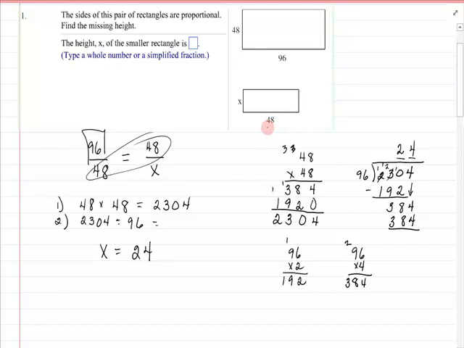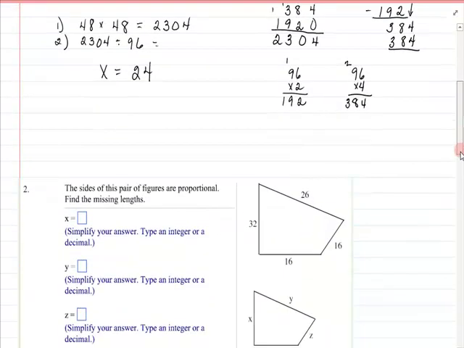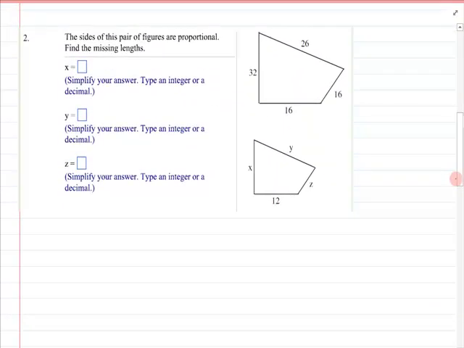Set up my proportion, corresponding sides. 96 is to 48 as 48 is to x. Once I get the proportion set up, I do the cross product that has 2 numbers. I divide by the third number. I follow whatever rules or instructions are in the problem to come up with my answer. Okay. Now we have one more problem which actually has 3 parts to it. So there's just one more problem, but it's like 3.